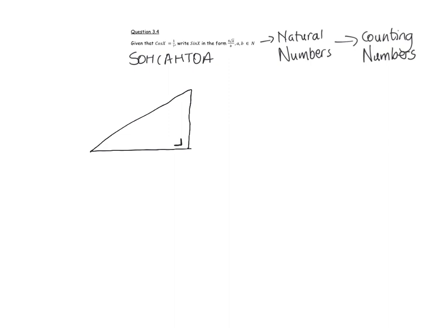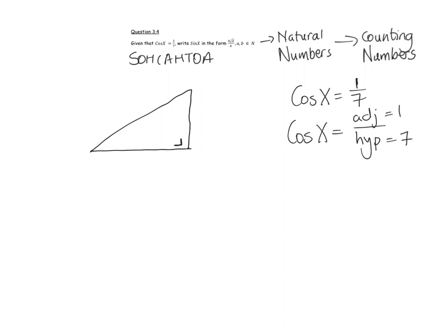So for this one here, we're given cos of x, and that's equal to 1 over 7. And we know that cos of x is equal to the adjacent over the hypotenuse. So in this one here, the adjacent is 1, the hypotenuse is 7. Now if we label x here, the opposite is going to be opposite x, which is OPP. The hypotenuse is opposite the right angle, and we know the hypotenuse is 7. And then we have the adjacent, the last one left, and the adjacent here is 1.